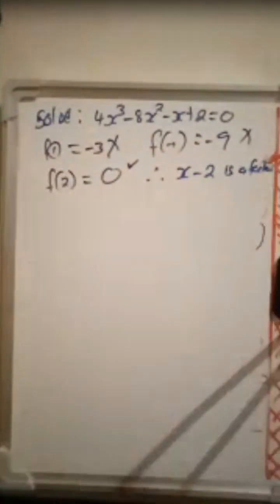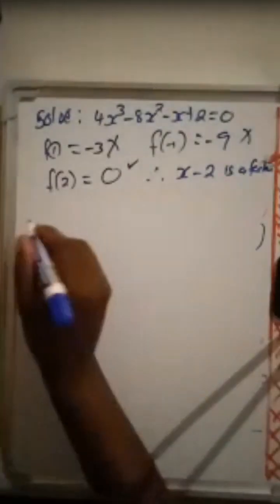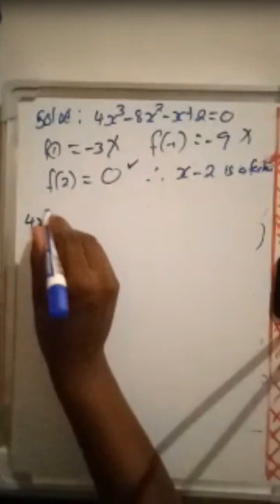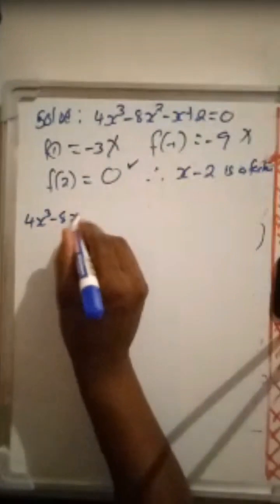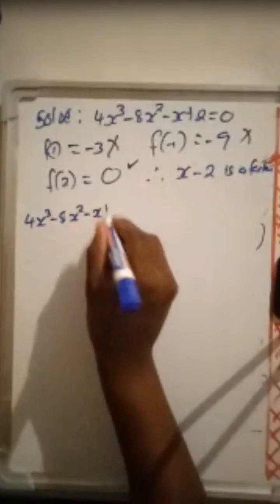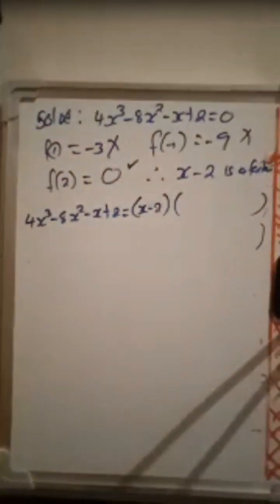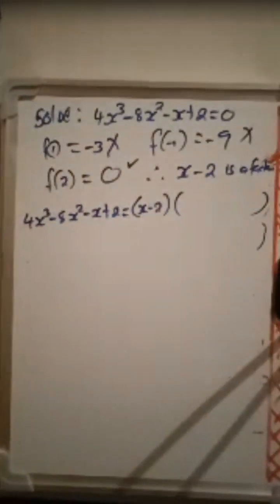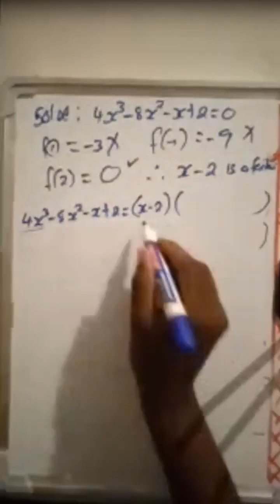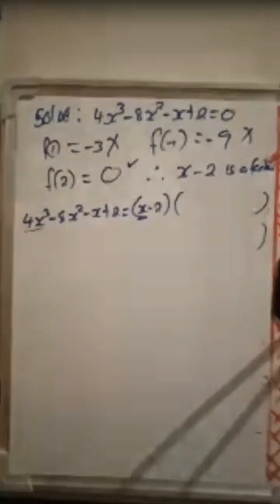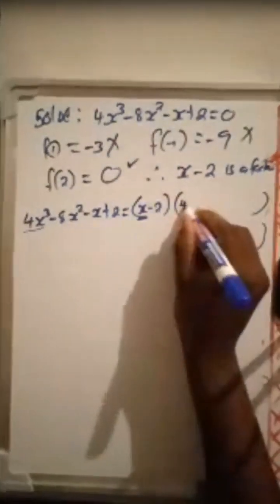So it means 4x cubed minus 8x squared minus x plus 2 is equal to, the first factor is x minus 2. The second factor, we don't know it. That's the one that we need to find. So the first term here has to be divided by that. So 4x cubed divided by x, what do you get? We get 4x squared.